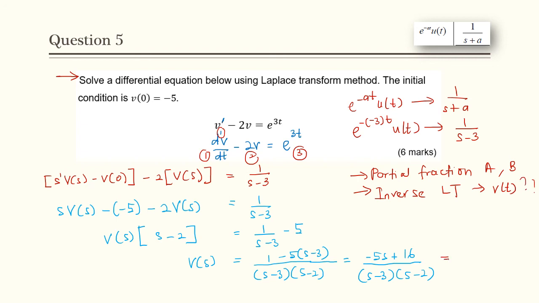For partial fraction expansion, this is basically equal to a divided by s minus 3 plus b divided by s minus 2. You need to find what is a and b, and then rewrite the equation by including both a and b values. Next, perform inverse Laplace transform for the given equation. Please derive and complete the solution, and you can compare with the previous example as reference.